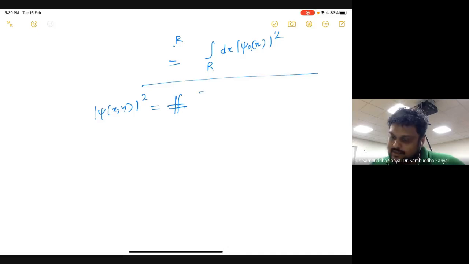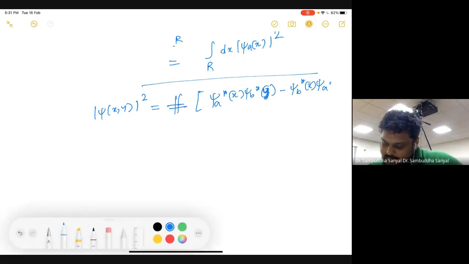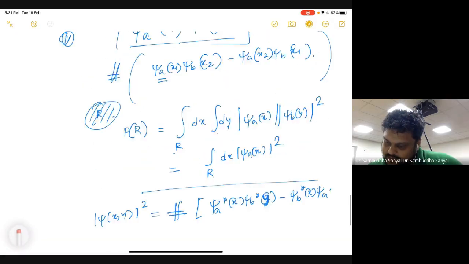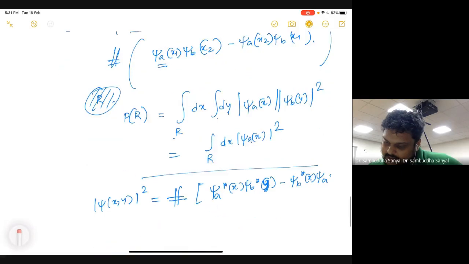So then it will be psi a star x psi b star. So I actually changed the notation a bit. I was earlier using x1, x2, now I am using x and y. They are equivalent. They are not two dimensions x, y. Okay. Minus psi b star x, psi a y. Actually, let me go back to the notation. It's confusing otherwise. So I should have written x1, x2. So here it is.